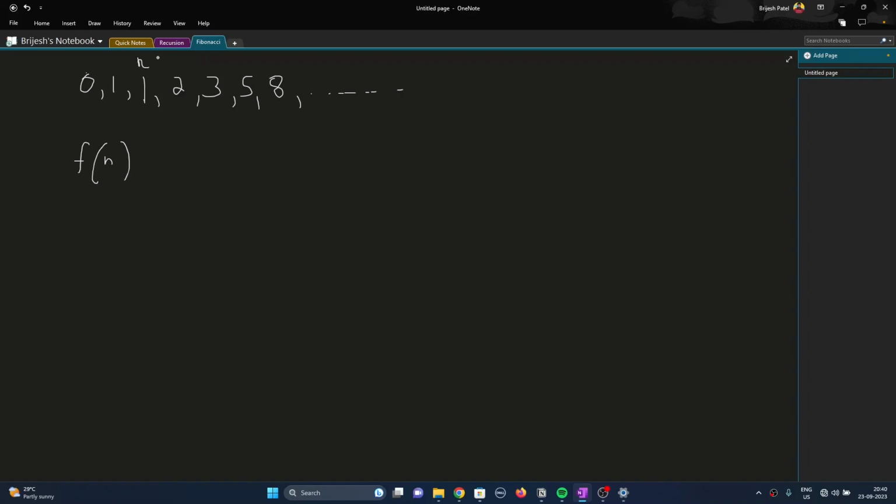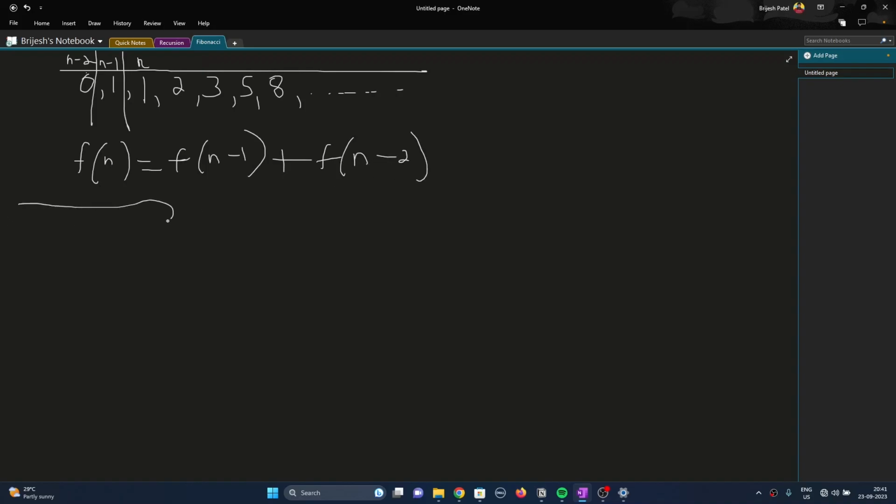Alright, we can represent it in this form. Considering this is the nth digit, this is the n minus 1th digit, and this is the n minus 2th digit. So if you want f of n, the value is nothing but f of n minus 1 plus f of n minus 2. This is the basis of our recursive formula for this particular problem. Okay, let's try to solve this in the form of code.